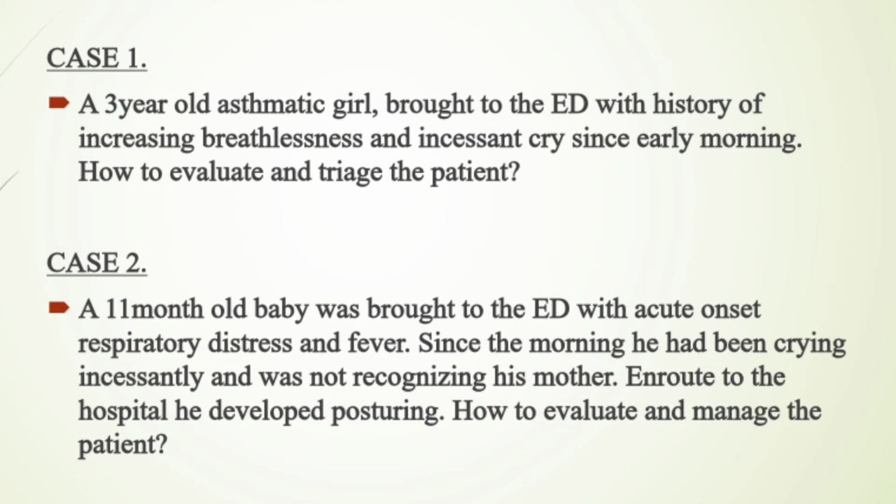We'll start with two case scenarios. Case 1: a 3-year-old asthmatic girl is brought to the emergency department with a history of increasing breathlessness and incessant cry since early morning. How do we evaluate this child and triage the patient? Case 2: an 11-month-old baby is brought to the ED with acute onset respiratory distress and fever. Since the morning, he had been crying incessantly and was not recognizing his mother. En route to the hospital, he developed posturing also. Now this patient has been presented to the ER. How do we evaluate this child and manage the patient?